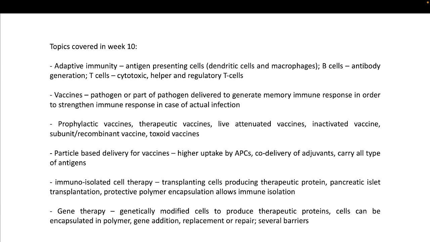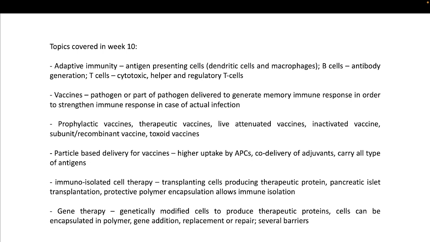So with vaccines, you deliver a part of a pathogen by any route, and that is recognized by your body as a foreign material, and then your body mounts an immune response against this pathogen or part of the pathogen. A lot of immunology happens in the body, and we won't be going into detail. You can refer to the lecture.